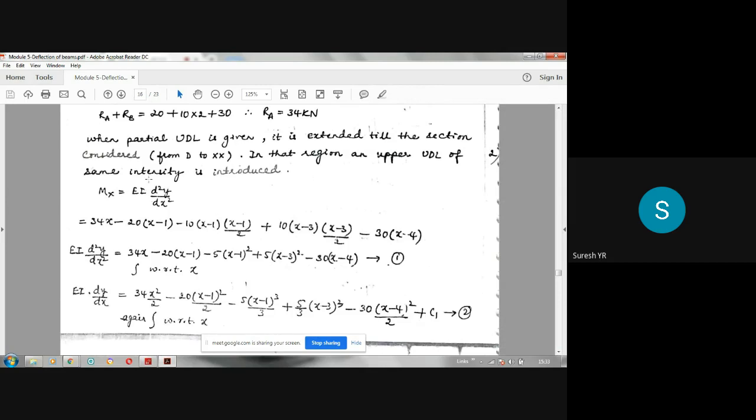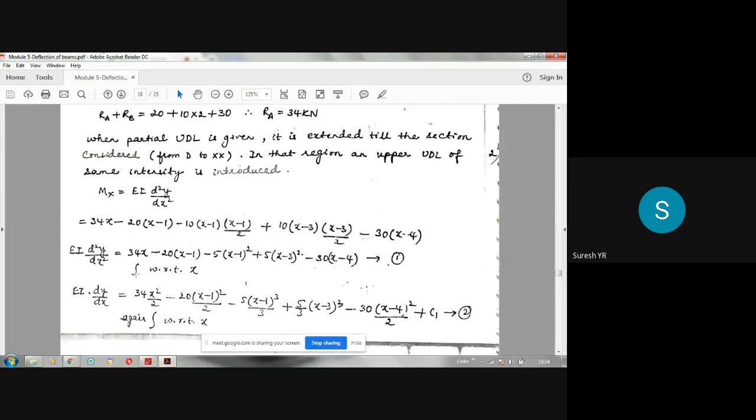Now that bending moment is nothing but your curvature, EI into d square y by dx square, the curvature equation. So equate that now. EI into d square y by dx square is equal to this much: 34x minus 20 into x minus 1, minus, this becomes 5, 5 into x minus 1 whole square, plus 5 into x minus 3 whole square, minus 30 into x minus 4. So this is your curvature equation. Next you have to integrate with respect to x.